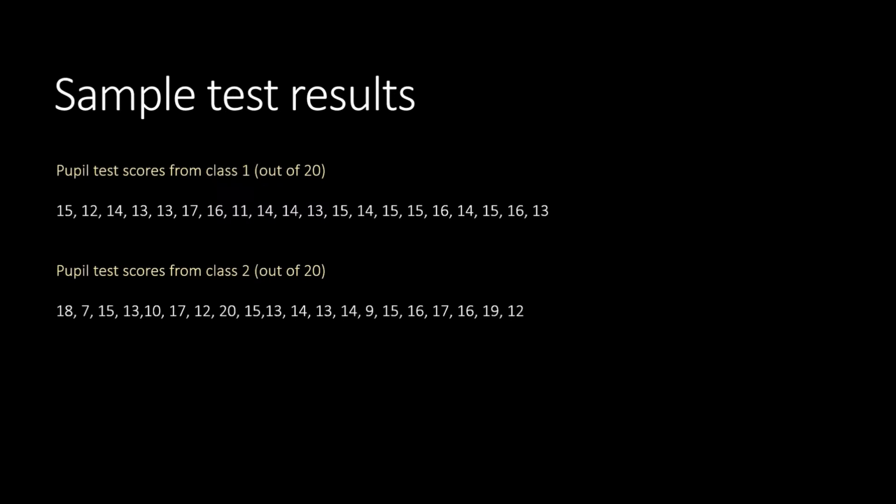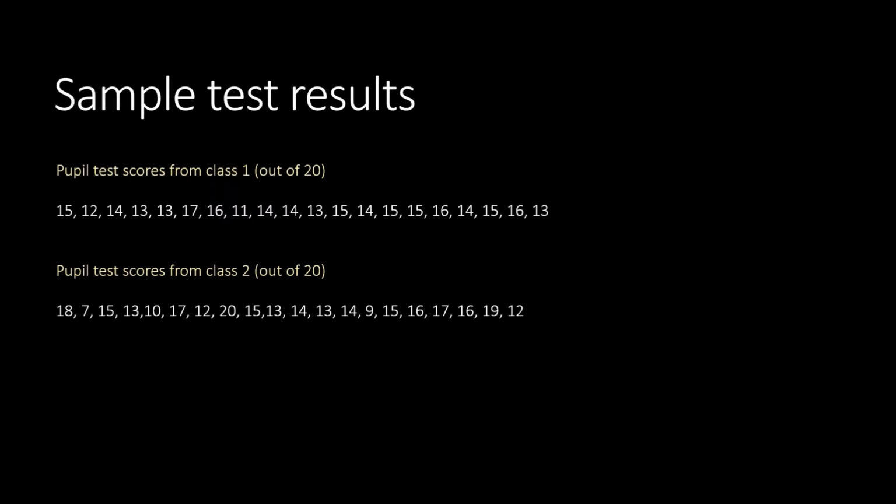Class 2, the results are very different. They're much more spread out. One person's got full marks, 20, and there's someone who's got 7 and done very badly on that test. So that is a completely different sort of class. It's a much more mixed ability class, and the performance is much more varied than in class 1.